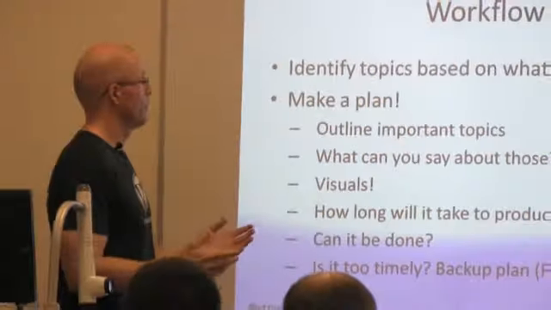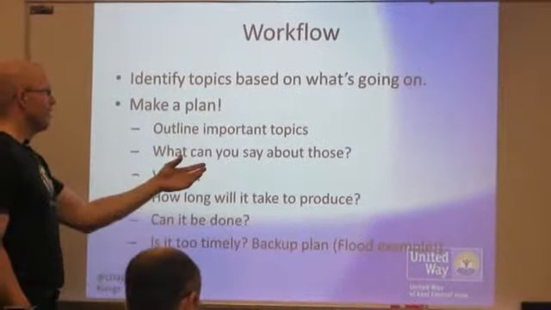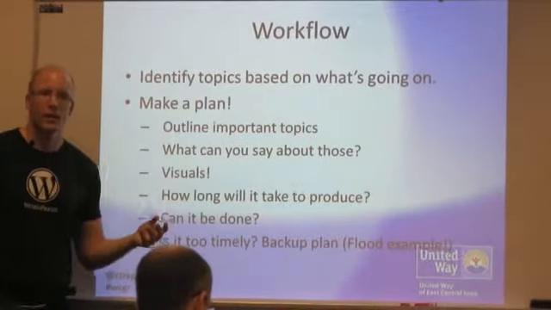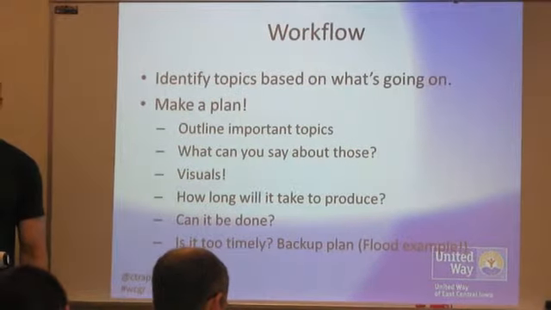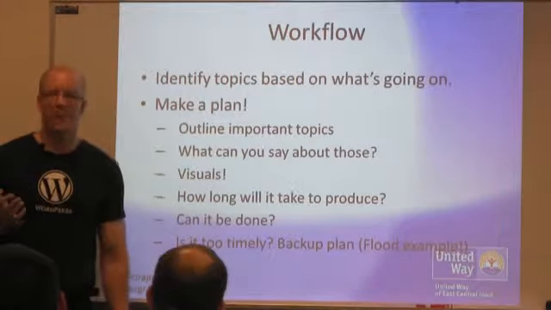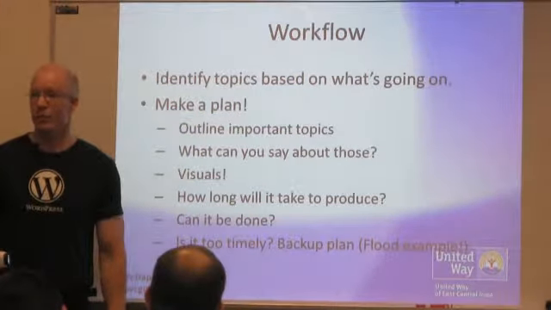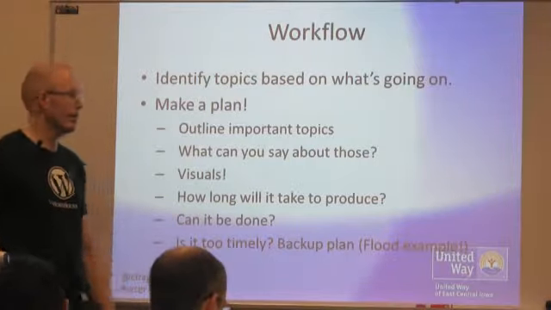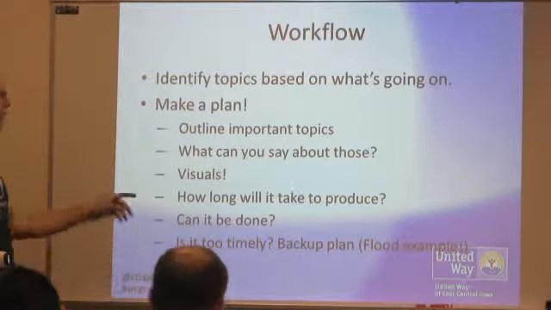Make a plan. Outline the important topics. What can you say about them? We have a long list of things that, in theory, we would want to publish, but we can't get to them all. And sometimes we don't have much to say about them. We're like, this is interesting, but what do we say? What's important about it?